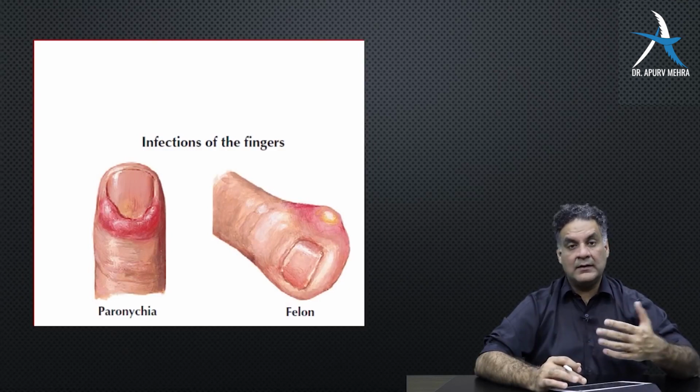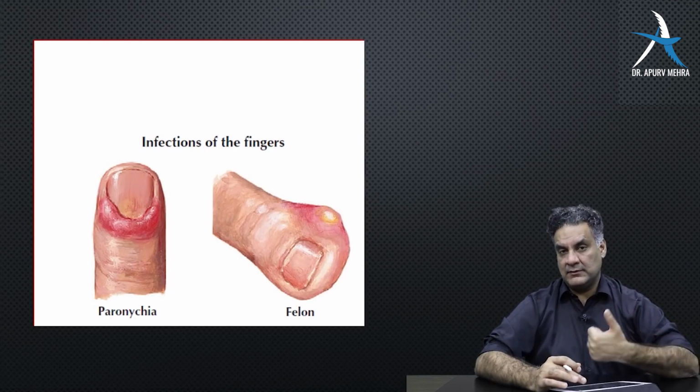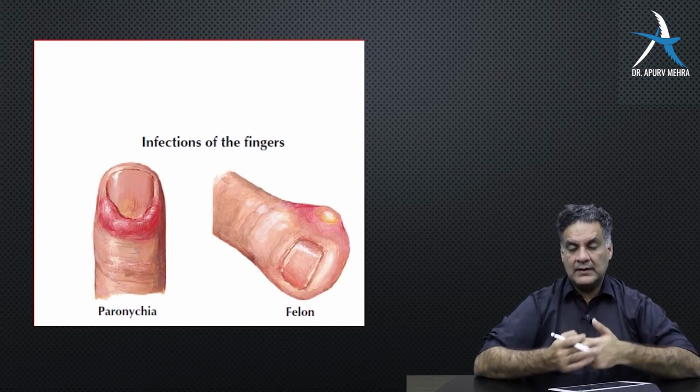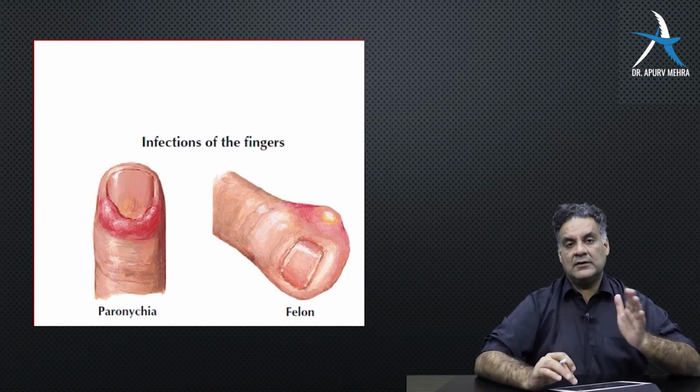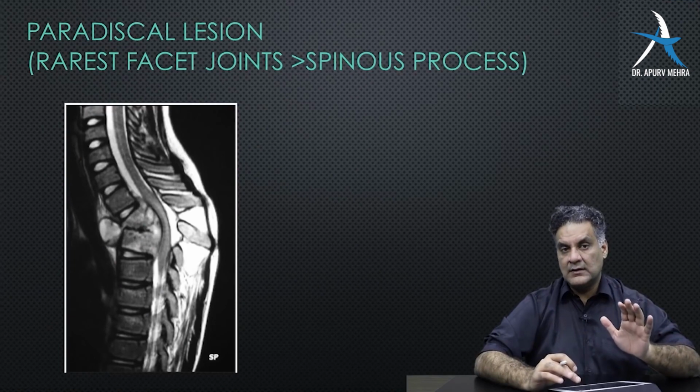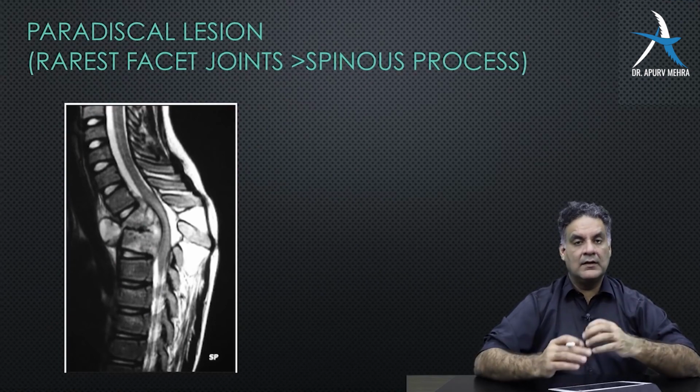Infections of the hand are common. Organism is Staph aureus. Most common infection of the hand is paronychia, the infection of the nail bed. Then you have the felon or whitlow, which is the infection of the pulp space, and then you have the infection of the flexor tendon sheath called infectious tenosynovitis.